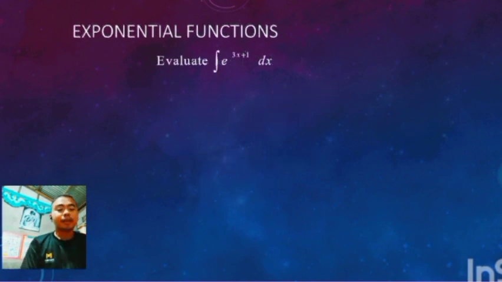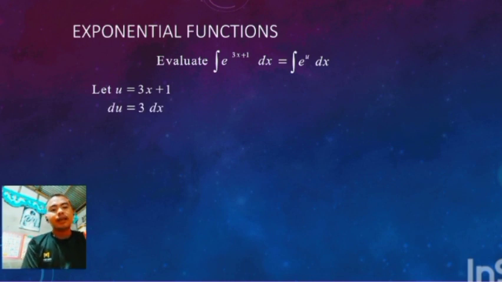Alright, for example number 1, we have: evaluate the integral of e raised to 3x plus 1 dx. So the next step, we have to let u is equal to 3x plus 1. And so we can rewrite the integral as the integral of e raised to u dx. And then we want to find the derivative of u, that is 3 dx. And then we're going to divide both sides by 3 so that we can get the dx. So we have the result of 1/3 du is equal to dx.